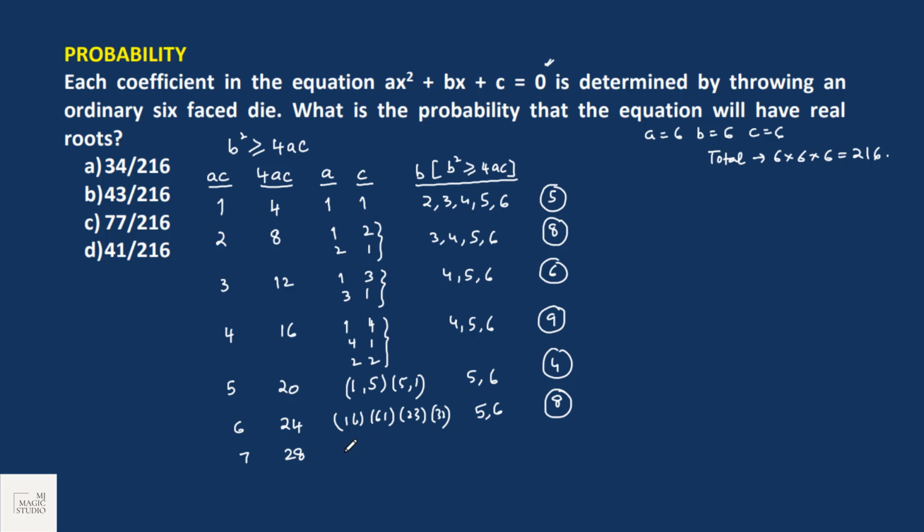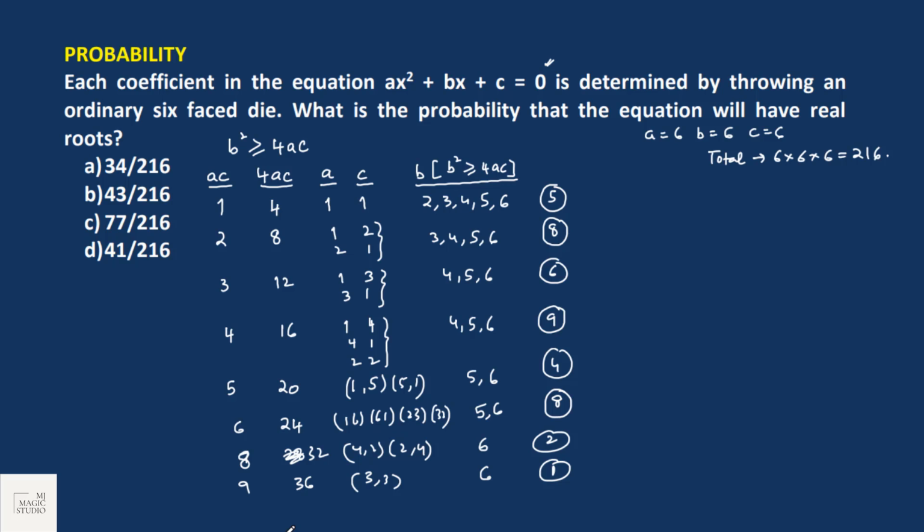7 into 4 is 28. Now 7 we can't have, because 1 comma 7 we can't have on a die. So we'll check with 8. 8, 32. 8, yes, we can have 8 with 4, 2 and 2, 4. Now for 32, the only option left here is 6. The value of b can be only 6. So 2 into 1, 2 cases possible. Now for 9, 4 into 9 is 36. 9 we can have with only one case, 3, 3. And 6 square is 36. This is only one case possible.